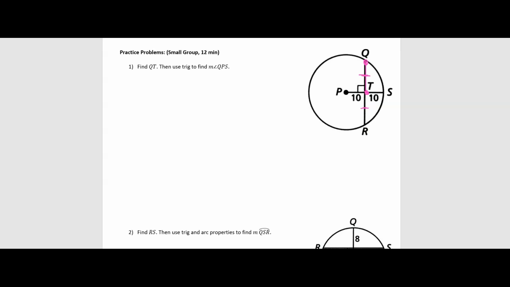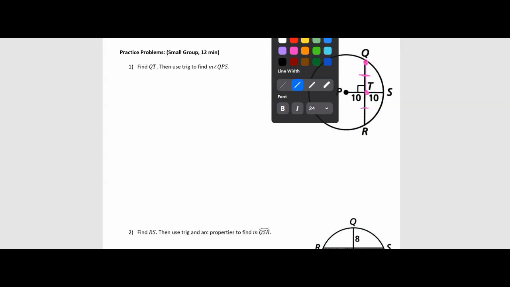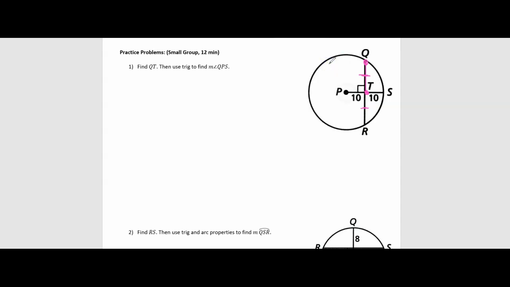Now I need to find QT. Well, I don't know the length of QR, otherwise that would be pretty easy. I only know the length of PS. Well, let's see what happens if I sketch in this segment right here. I've created a right triangle. If you were stuck before, maybe you're not stuck anymore. See if you can figure out the length of the blue segment of the right triangle, and then use it to figure out QT.